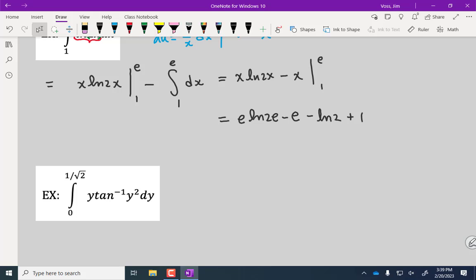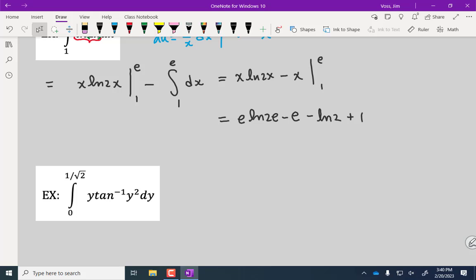What can we do with that 2e? Anyone have a log property or something you can do? Split it into ln 2 and ln e. So if we have something like natural log of 2 plus natural log of e, isn't that the same thing as natural log of 2e? Right, so that's the product rule for logs.